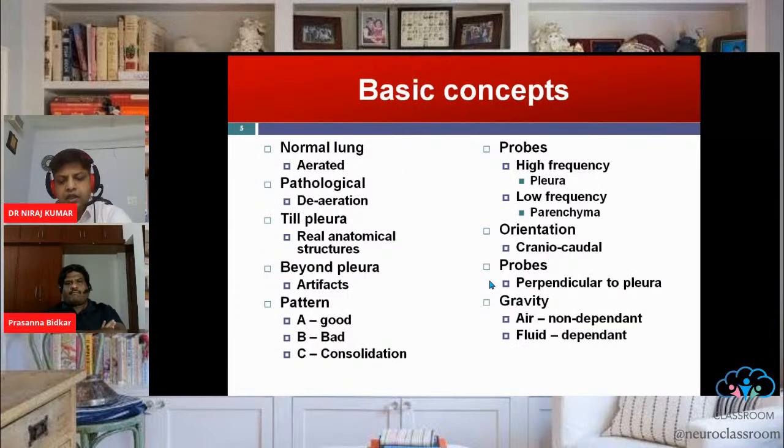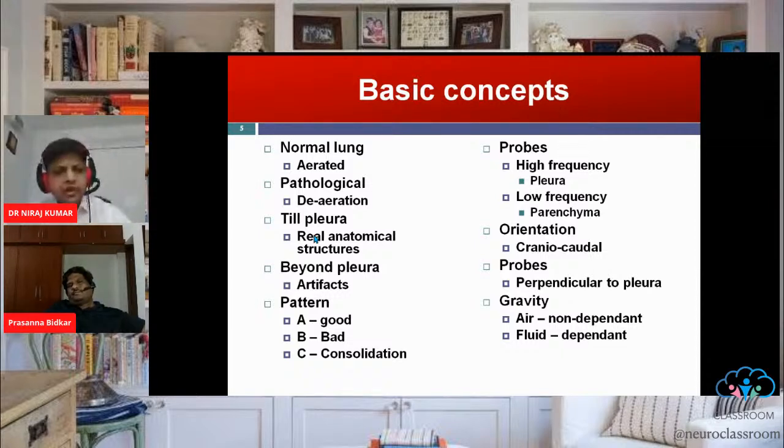So first of all, I would like to make things simple. Try to focus on some of the basic concepts, like the normal lung contains air. So the normal lung is also called aerated lung. As the severity of the pathology of the lung increases, there is deaeration. The amount of air decreases and the amount of fluid or fibrotic tissue increases. So the normal lung is aerated lung, full of air, and the pathological condition of the lung is a deaeration condition.